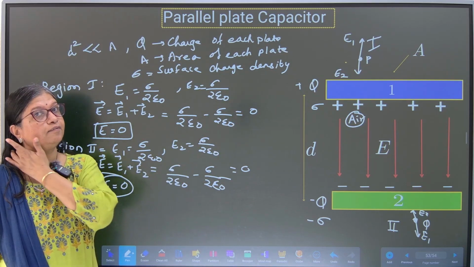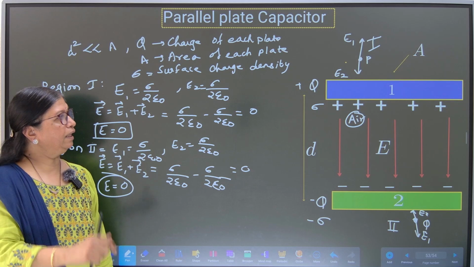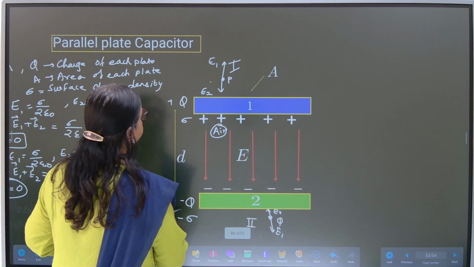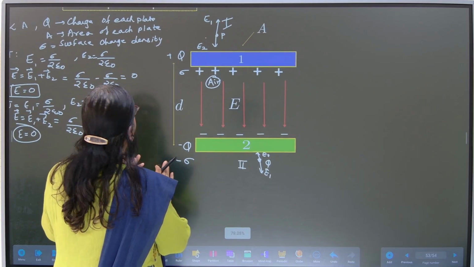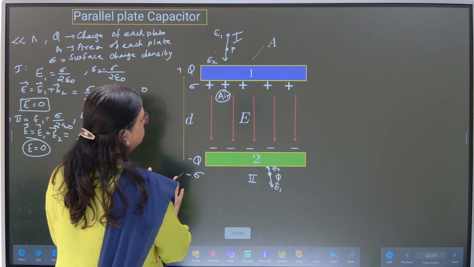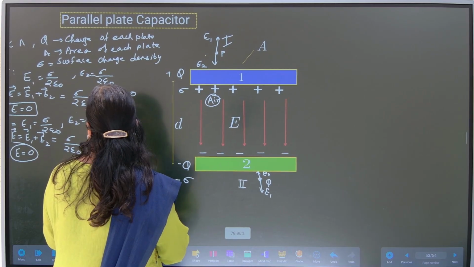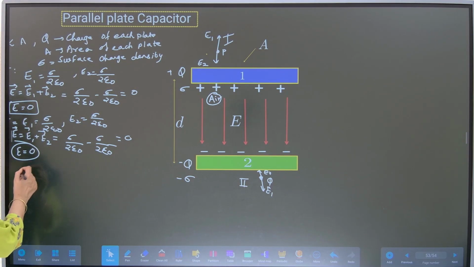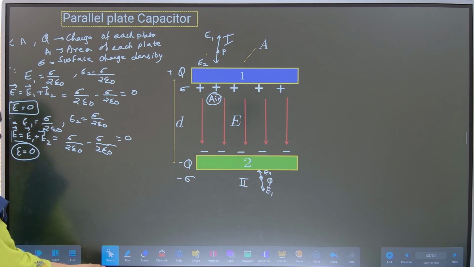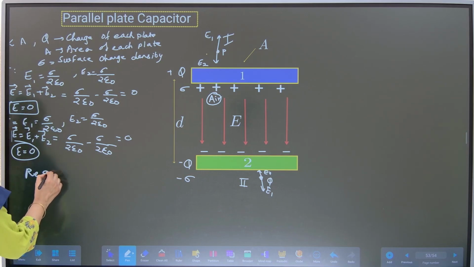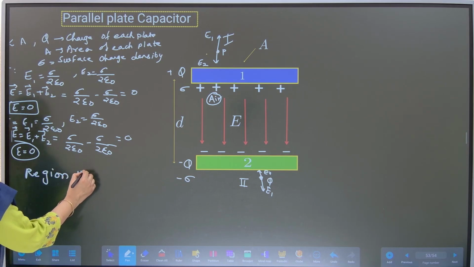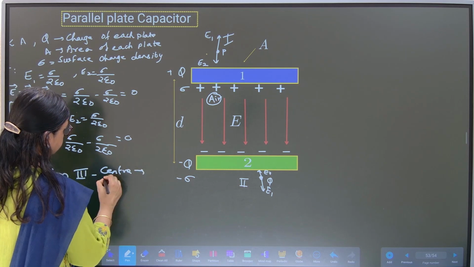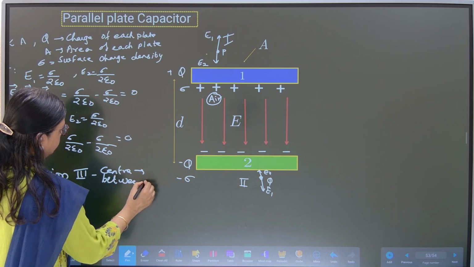Now we will talk about the electric field between the two plates. Let us move so that this part of the board and that part of the board are seen along with the diagram. Here we are now going to region 3, that is the region between the plates.